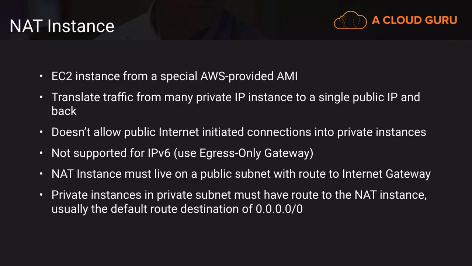Then we have the NAT instance. Now, the NAT instance is just an EC2 instance that's running a special version of an Amazon Linux AMI. Its only purpose in life is to translate traffic from many private IP instances into a single public IP instance and back. And it doesn't allow any public internet-initiated connections into those private instances. Now, it doesn't support IPv6, that's where the egress-only gateway comes in. The NAT instance must live in a public subnet, and it has to have a route to the internet itself. To make use of that NAT instance, you're going to have to create a default route in your private subnet to provide a path for your private instances to get to it.